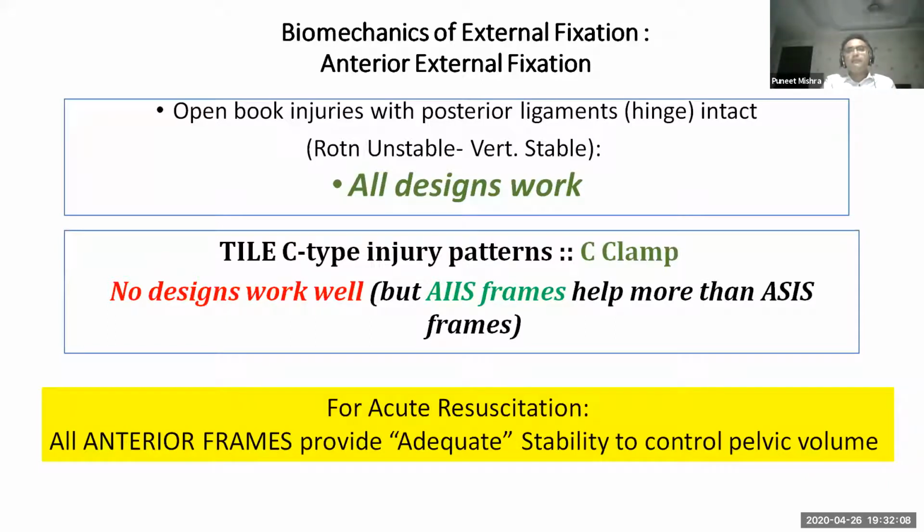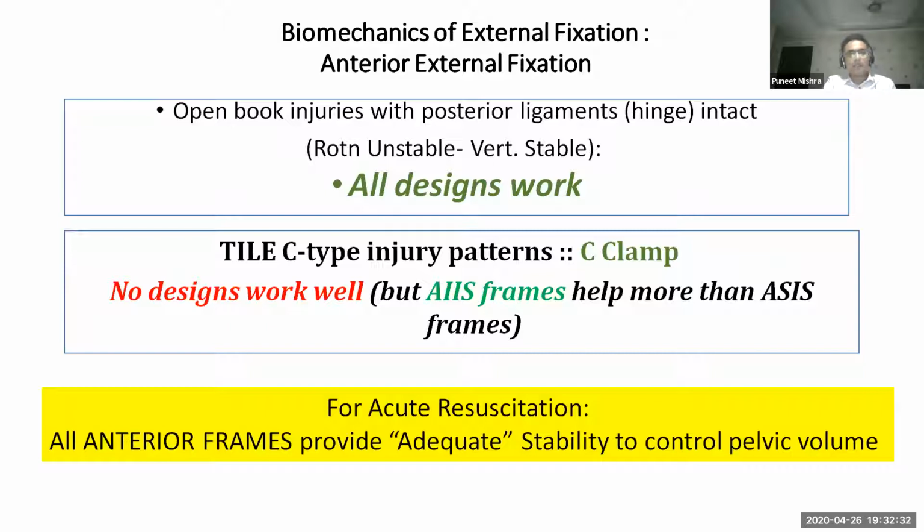So open book injuries with posterior ligaments where the hinge is intact, all designs will work. The problem comes in when you have a type C injury, where only a C clamp is supposed to be the ideal solution, so as to say, to control acute hemorrhage. So no designs with the anterior frame will work well, but frames which use the anterior inferior iliac spines are supposed to be biomechanically better than the ASIS frames.